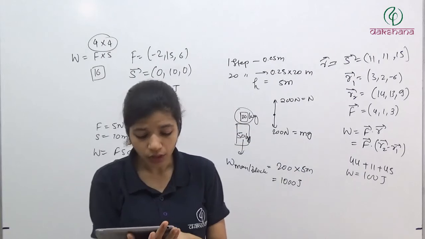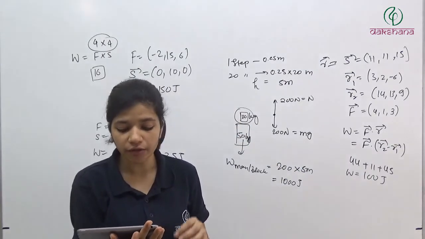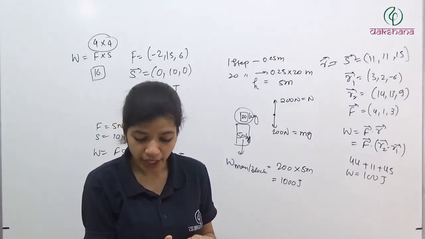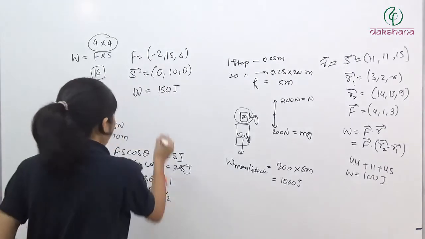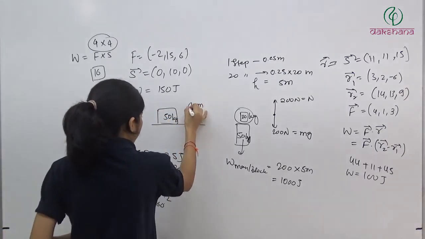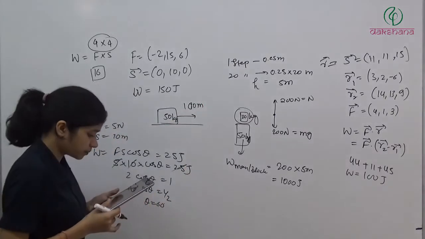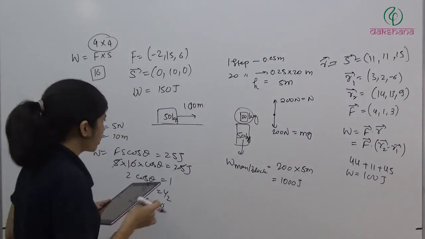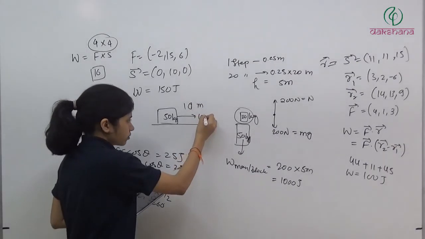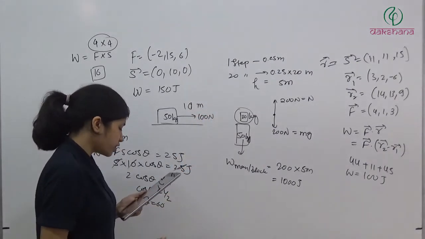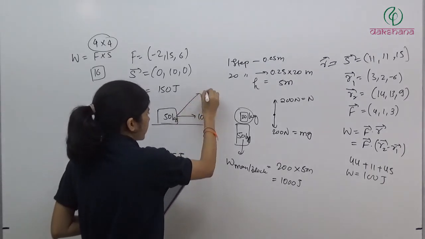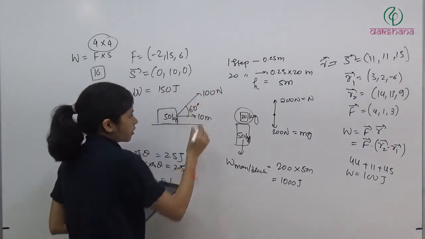Option 2. Question number A7. Find the work done in moving a 50 kg block through a horizontal distance of 10 meter by applying a force of 100 Newton which makes an angle 60 degree with the horizontal. So we have a block of mass 50 kg which has to move, not 100 meter, 10 meter by applying a force of 100 Newton which makes an angle 60 degree with the horizontal. So displacement is 10 meter, force is 100 Newton acting at 60 degree with the horizontal.